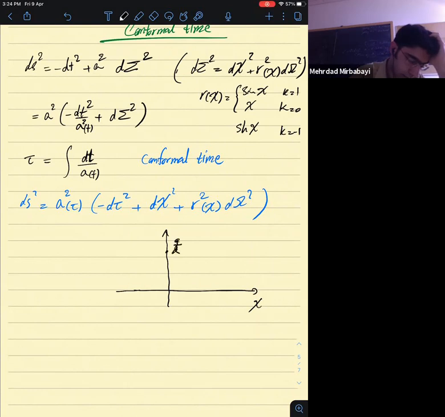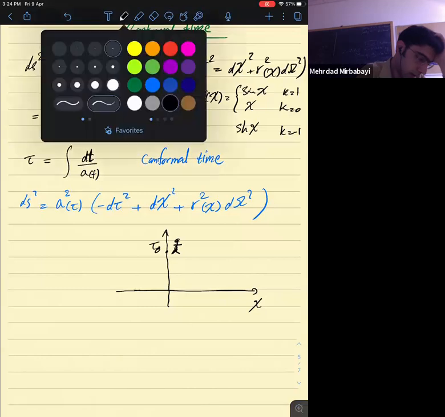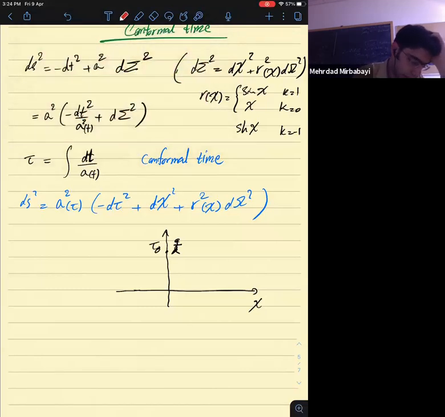I can say I'm an observer living at some time tau naught, and then I'm just watching what is happening in the past, and what I'm seeing is everything along my past life. In particular, in this case of matter-dominated cosmology, what we saw was that at t equal to 0, there will be a singularity. So we can find the conformal time in that particular example, right?